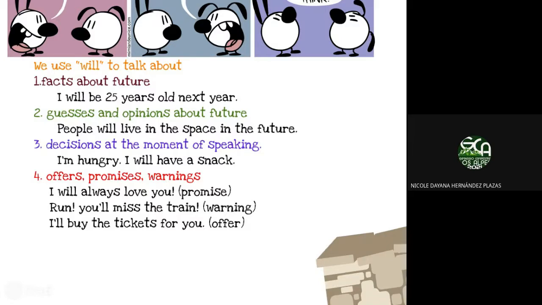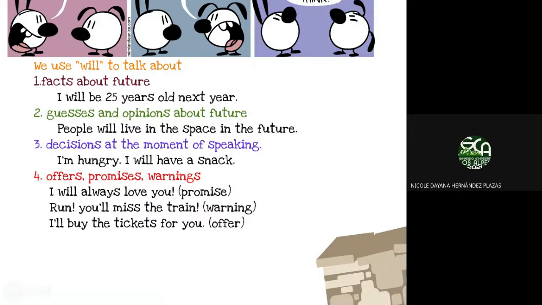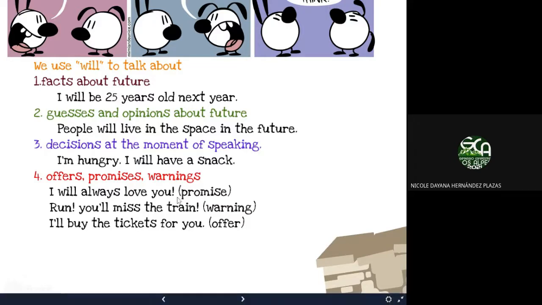Decisions that you make in the moment for the immediate future, para el futuro inmediato. And finally, offers, promises, and warnings. What is an offer? Oferta, ¿no? Yeah, es una oferta, but in this case, este tipo de ofertas no es como venta de ropa, todo en promoción, no. Este tipo de ofertas es cuando alguien se ofrece a hacer algo por ti. Okay? So, let's take a look at the examples.